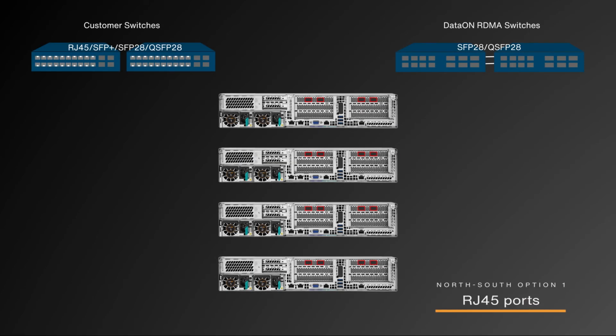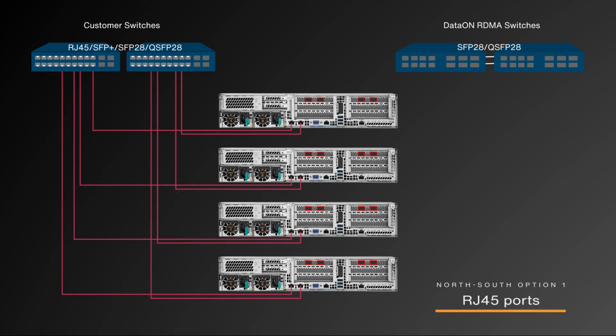Option 1, RJ45. The most straightforward setup for north-south traffic would be to leverage the 10 gigabit RJ45 ports from each server to switches. They would be teamed using switch embedded teaming for high availability.